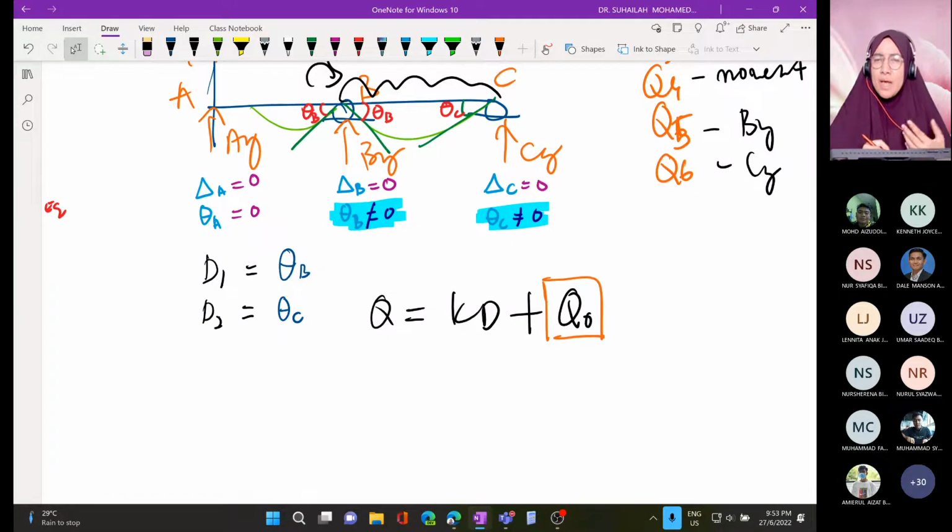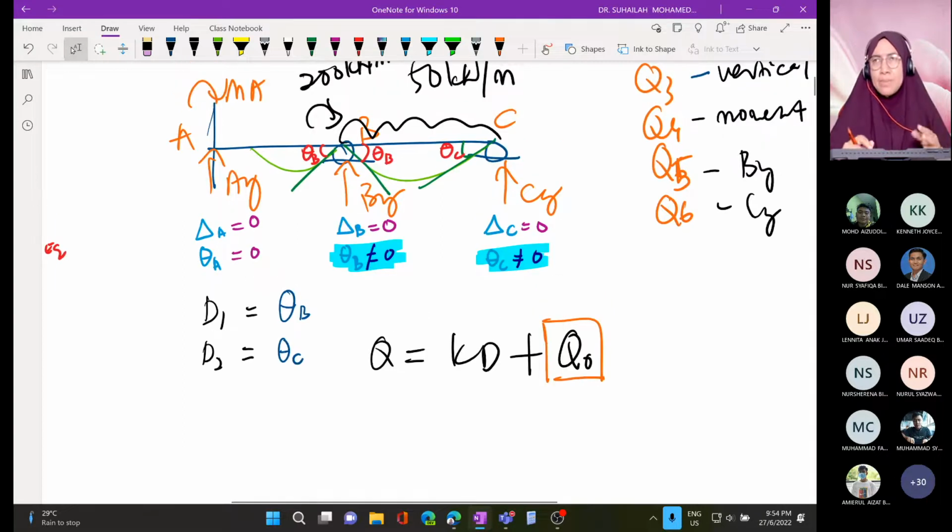Because the member cannot carry the load, the UDL inside this diagram, we will distribute to the nodes equivalently. That is why we call it equivalent nodal forces. So in the analysis, you can combine the UDL and all the loading on the member with the Q naught from before. Okay, and you can also calculate it separately.